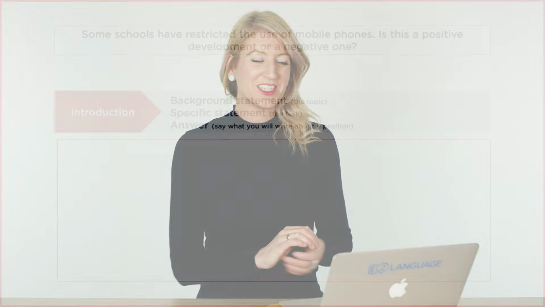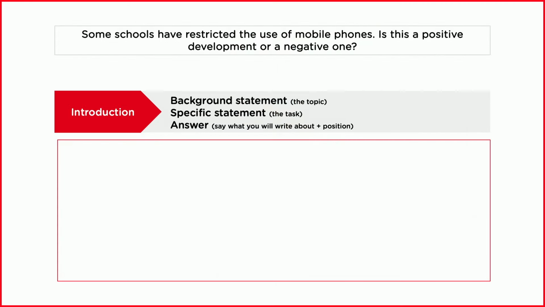Let's write our introduction. On the screen, I've got our question up the top and my introduction structure in the middle. So background statement, the topic, specific statement, the task. So I go from quite broad, what are we talking about here? The topic that we're dealing with is phones in schools, right? The task, what exactly is the question that we're dealing with? And the third sentence, what do I think about it? What's my opinion? What's coming up in my essay?